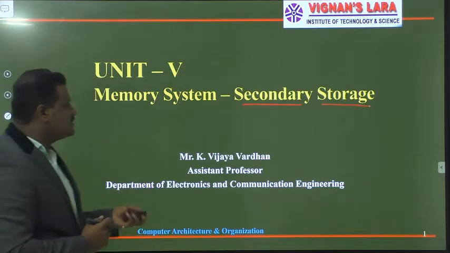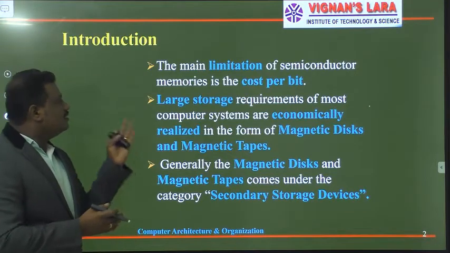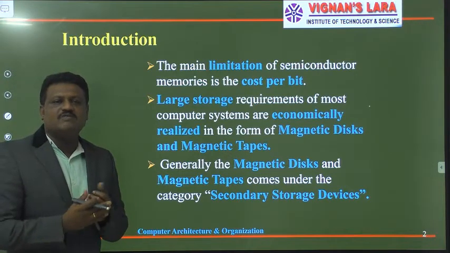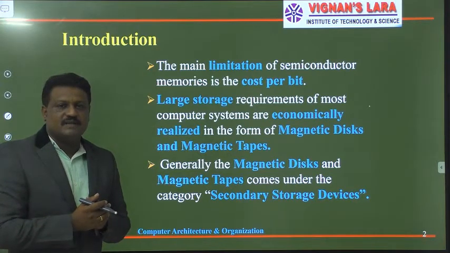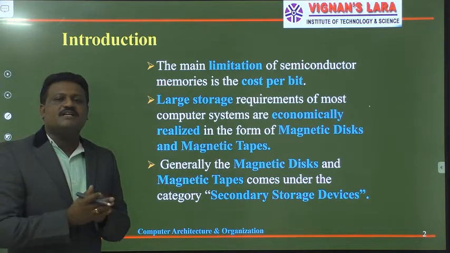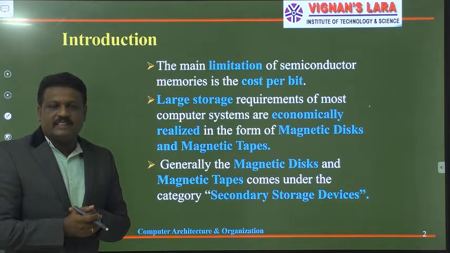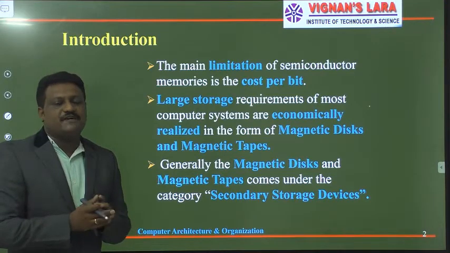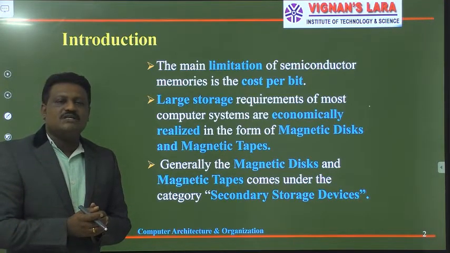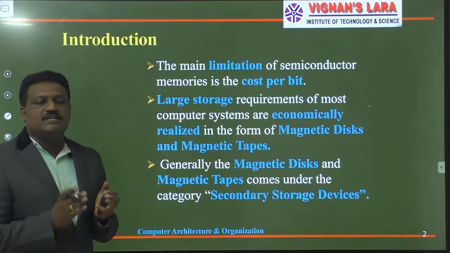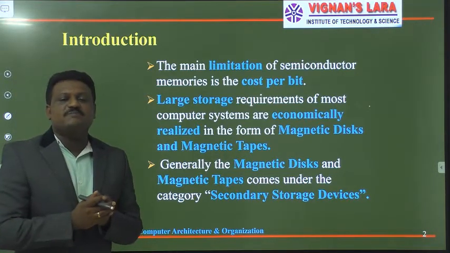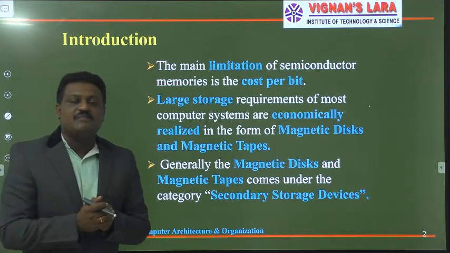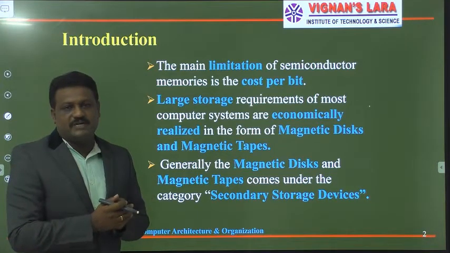Right, we straight away discuss the concept. The main limitation of semiconductor memories, that means RAMs and ROMs, is cost per bit. That means the cost of semiconductor memories is very high. The reason is that these semiconductor memories are operated at faster rates. Once memory elements are operated at a faster rate, there is no doubt the cost per bit of such memory elements is very high, so the limitation of semiconductor memories was cost per bit.